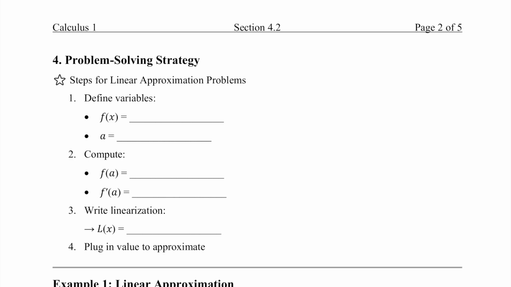Now, let's talk about how to actually solve linear approximation problems. I am going to give you a simple step-by-step process that you can follow every time. Step 1. Define your variables. First, identify your function. F of x is the given function. A is the given x value.